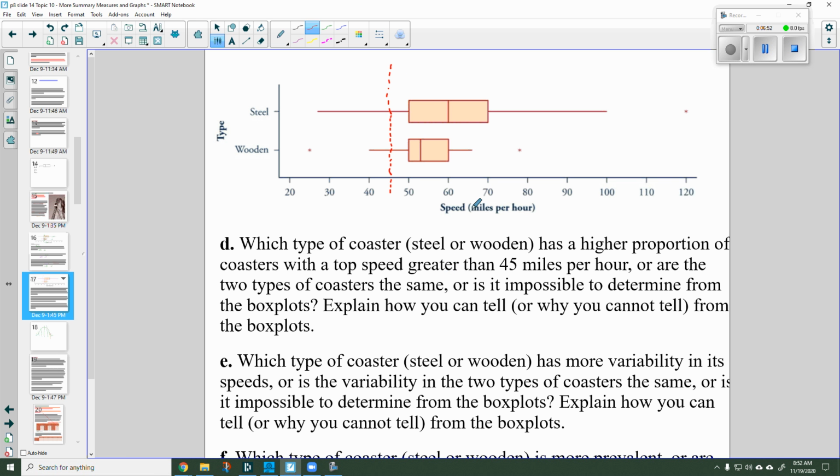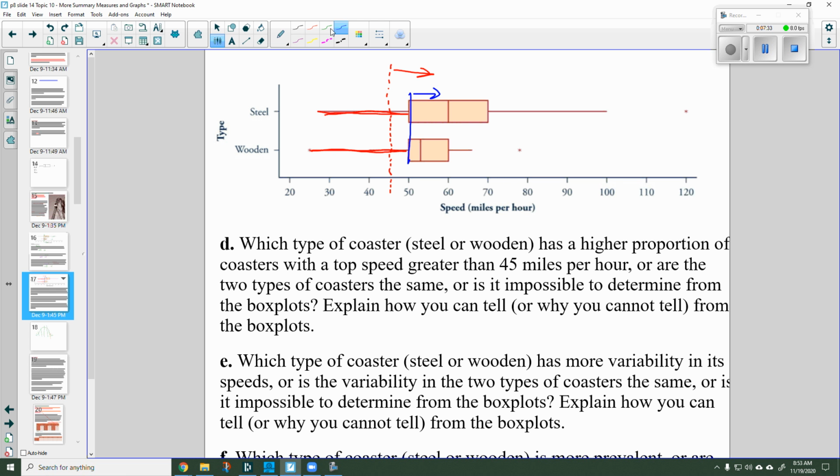And I want to know what proportion of the coasters have greater than 45 miles per hour. Well, there is no way to tell, and this is a limitation of box plots. All the box plot is telling me is that, for example, this is the lowest 25% of steel. This is the lowest 25% of wooden. So I know that, like in the last question, from here greater is 75% for both of them.